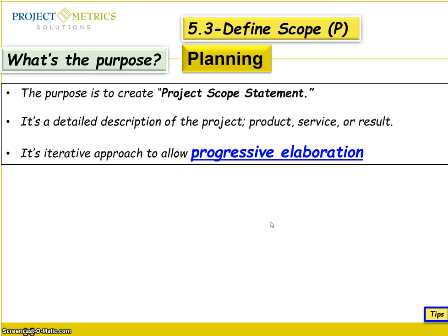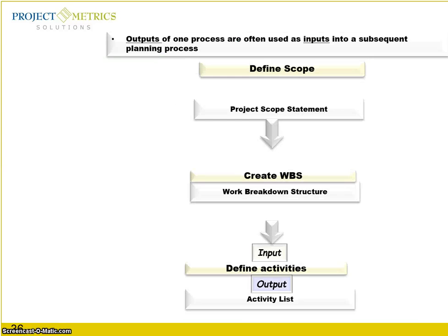Now, when we define the scope, you see the purpose here is to get the project scope statement. What is the project scope statement about? It's about a detailed description of the project or the product or the service or results. It is an iterative approach to allow progressive elaboration. This term might be new for you, so you can use it as it is; it's basically about something you develop, and by the time, the features will be more clear.